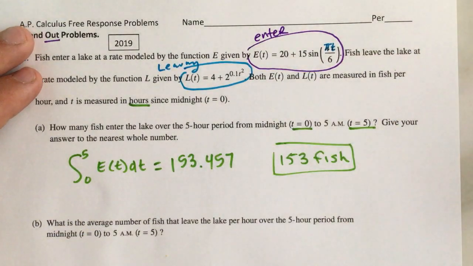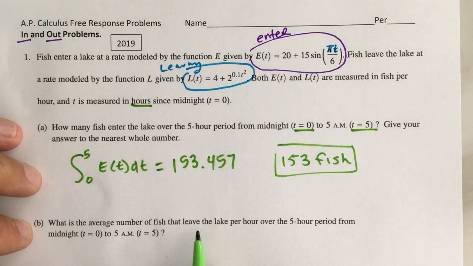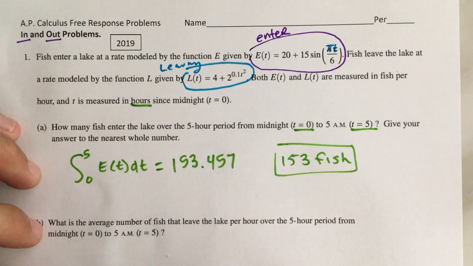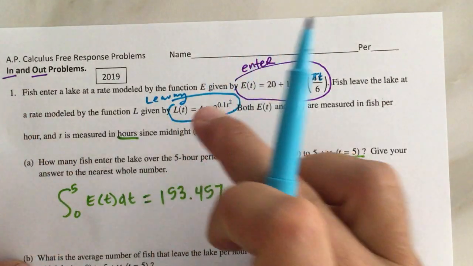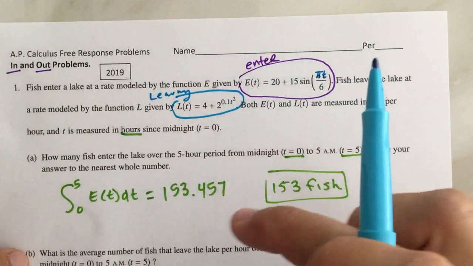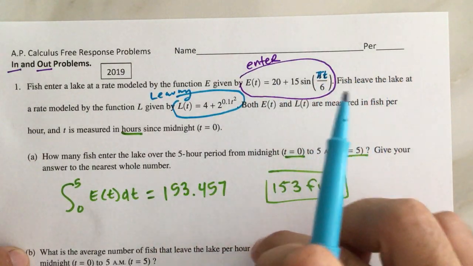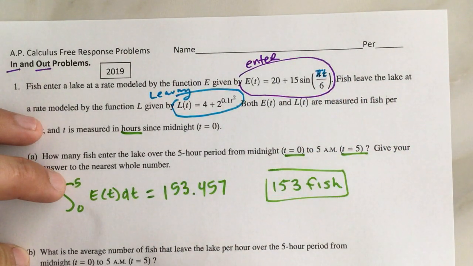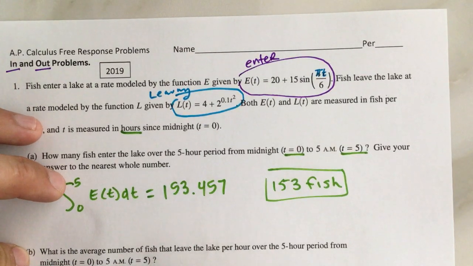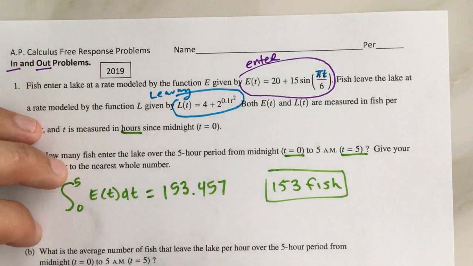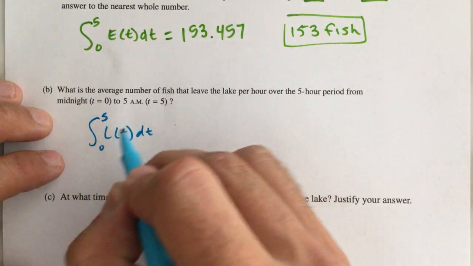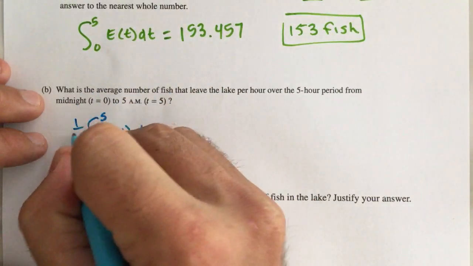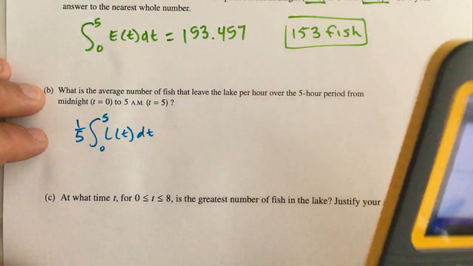Okay, all right, part B. What is the average number of fish that leave the lake per hour over the 5-hour period? This is a similar kind of thing. Instead of looking at E of t, we are going to use L of t. To find the average number of fish that leave the lake per hour, we're going to integrate L of t dt over the same time from 0 to 5. But they want the average, so we add up all those fish from 0 to 5, and then divide by the interval.